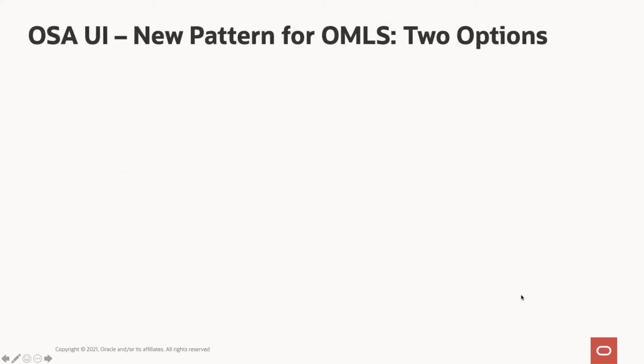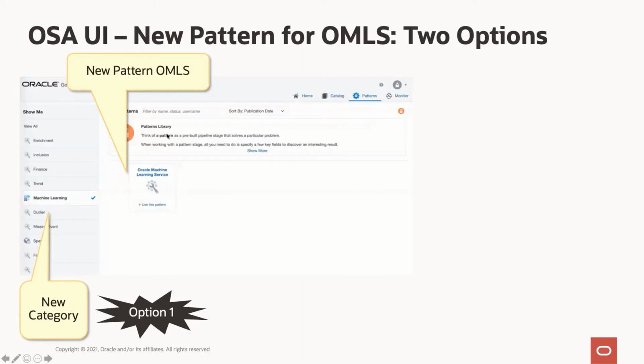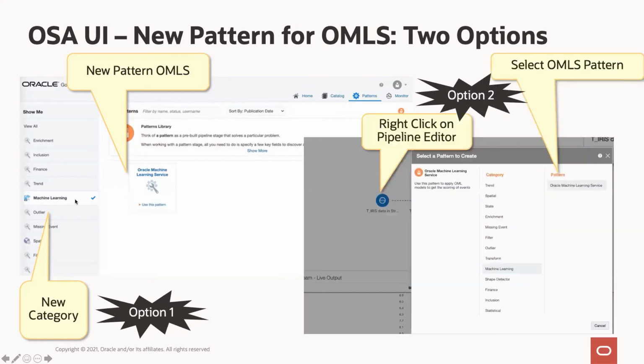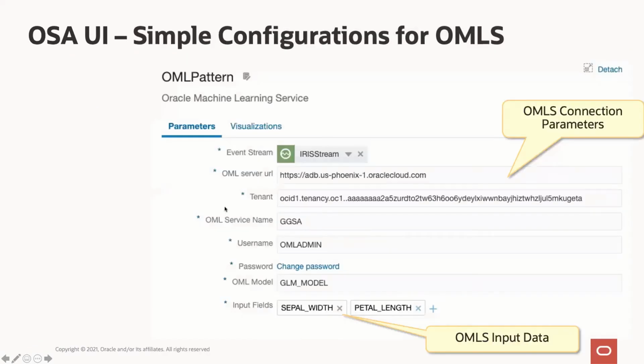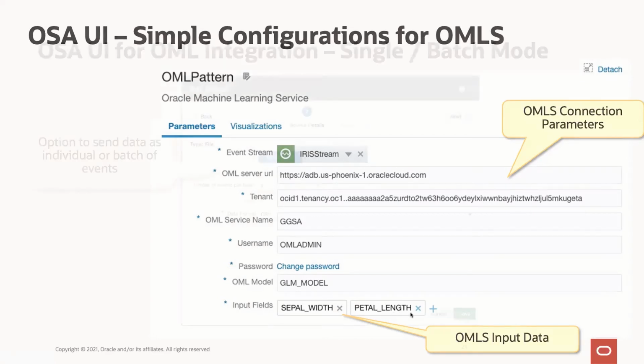So now let's quickly look at the OML OSA UI patterns on the OML. There are two options. The first one is you can create a new pattern using the OML service, which is a ready-to-use pattern. And option two is, once you're in the pipeline editor, you can create a machine learning stage. The OSA UI is pretty simple. All you need are these basic configuration parameters like the OML service server URL, tenant name, service name, username, password, model, and the input fields that you would like to provision.